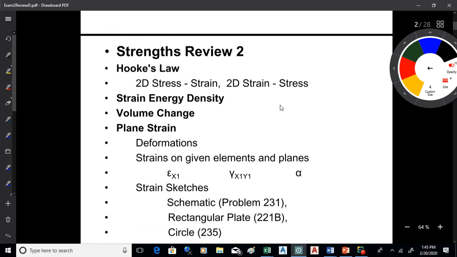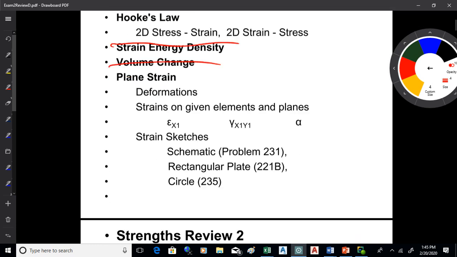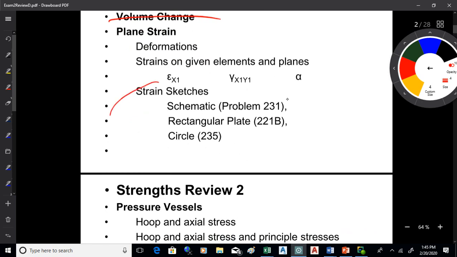All right, this is the stuff since we've done biaxial stress. So we've got Hooke's law, which goes 2D stress to strain and 2D strain to stress. Strain energy density and volume change I didn't cover, so they're out, okay? Plane strain we have. So we did do a fair amount of sketching. There are 3 kinds of sketches you could make.